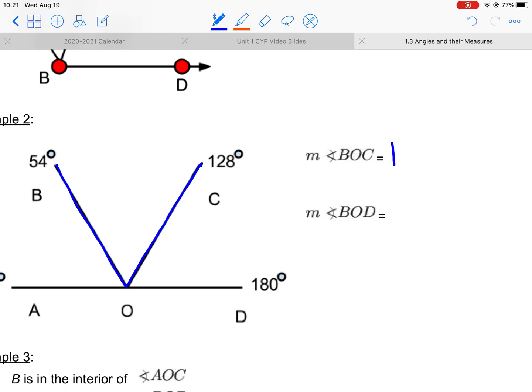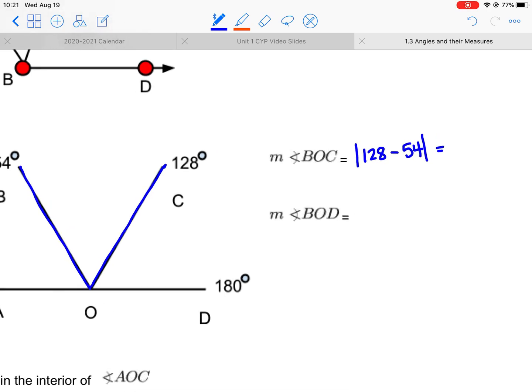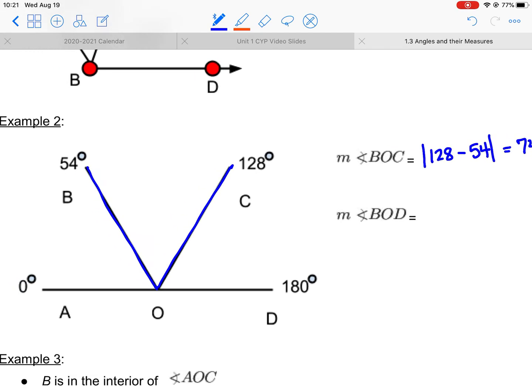So that's going to be the absolute value of 128. I like to put the bigger number first since I know I'm doing absolute value. So 128 minus 54. If I subtract that, I'm going to be left with 74. And angles are measured in degrees. So the measure of angle BOC is 74 degrees.